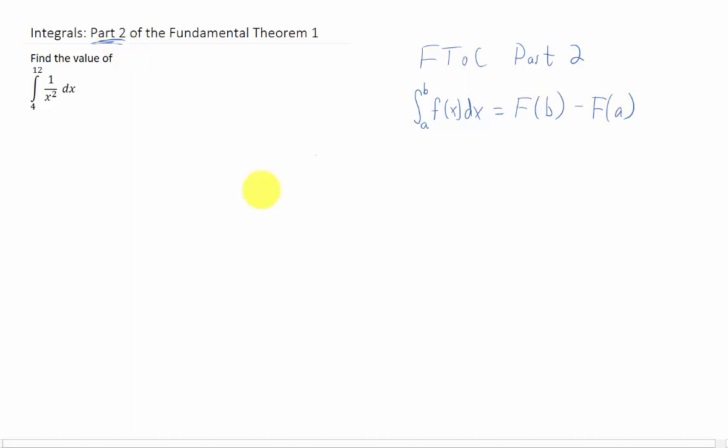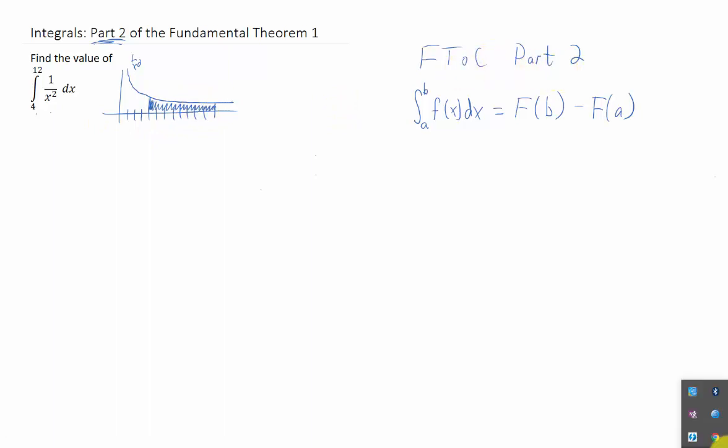So anyway, here's what we've told you about this integral so far. We've told you that this integral from 4 to 12 of 1 over x squared dx represents the area between this graph and the x-axis and between the x values 4 and 12. If I was going to draw you a sketch of what that looks like, we would sketch 1 over x squared and look at the x values between 4 and 12, and this integral represents that area that I just shaded in there.